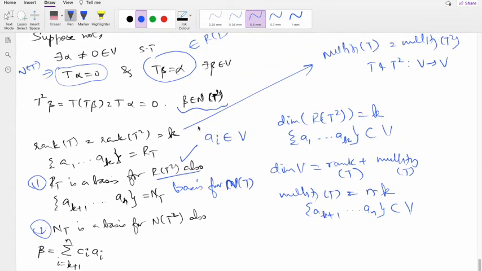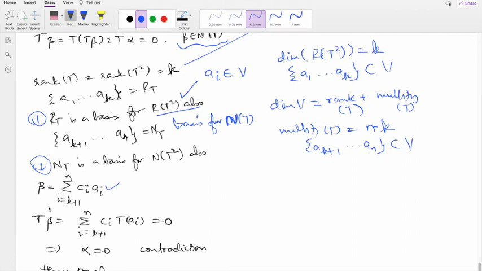Now we just saw that beta belongs to the null space of T squared. If beta belongs to the null space of T squared, that means I can write this beta as a linear combination of the basis vectors of the null space of T squared, right? The basis is also the set N_T, right? So therefore, I can write beta as some combination of a k plus 1 to a n vectors, right? Which is here. Now, when I apply the transformation T on this, I see that T of beta is equal to the sum of c_i times T of a_i, right? This is from the linear transformation property.